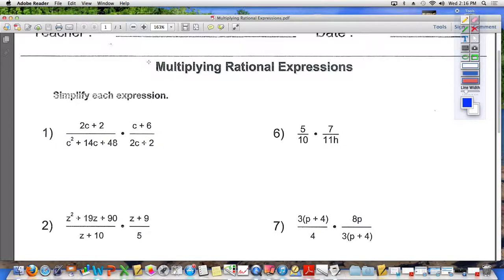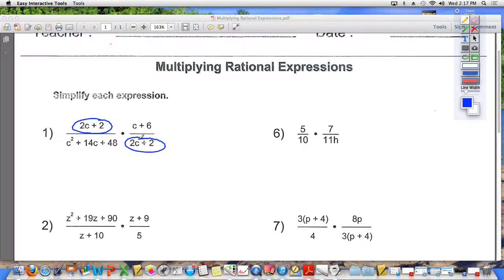So in this case, is there anything in the numerator and in the denominator that are exactly the same? What about the 2s? We have a 2c plus 2 in the numerator. We have a 2c plus 2 in the denominator. If something is alike in the numerator and the denominator, what can you do to them? Cancel them out. So you cancel them out.